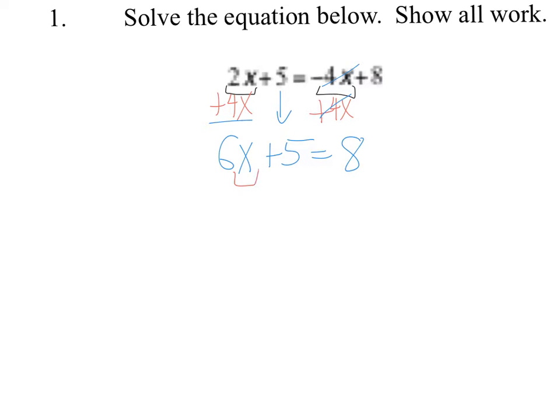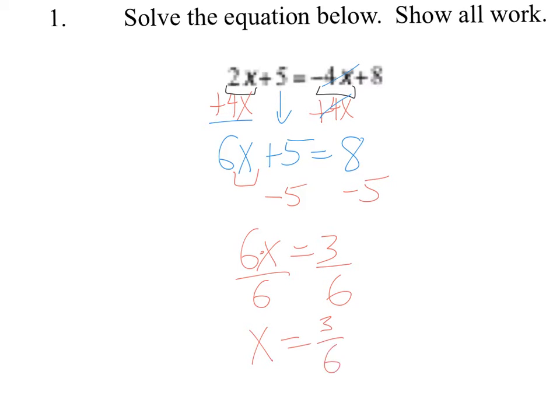Now to get my x by itself, I've got to undo the stuff that's being done to it. One thing I could do is subtract 5 from both sides. And I end up with 6x is equal to 3. To get rid of this 6 times part of 6x, I could divide both sides by 6, and I'm left with x is equal to 3/6, or if you're feeling fancy, you could reduce that to 1/2.